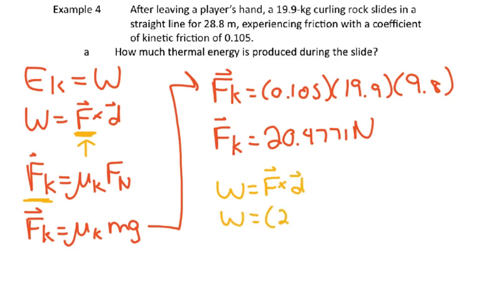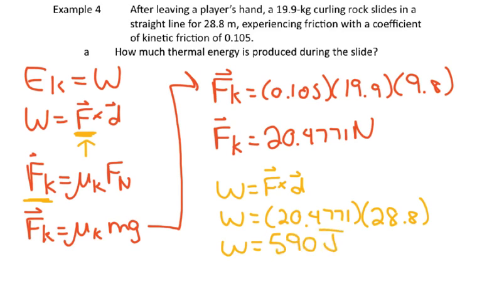We have a 20.4771 Newton friction force, which takes 28.8 meters to stop this rock. Multiplying that out, and we get that there is 590 joules of work done, or, looking at it the other way, the kinetic energy of the rock was 590 joules when it began moving.